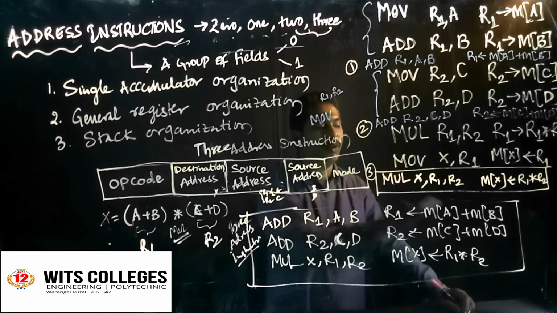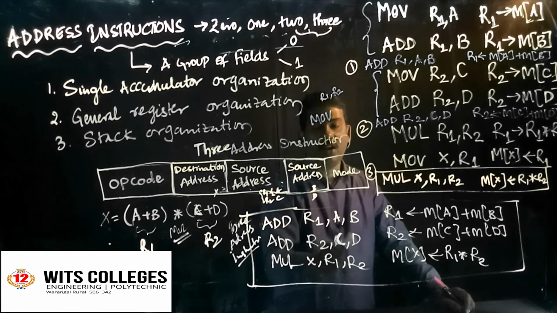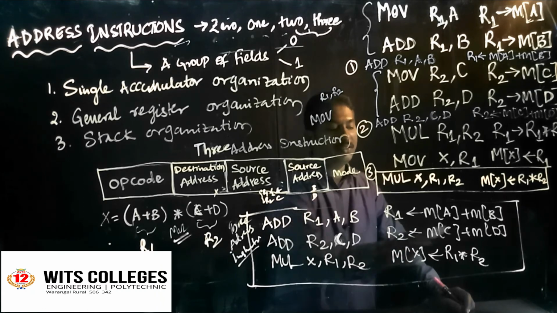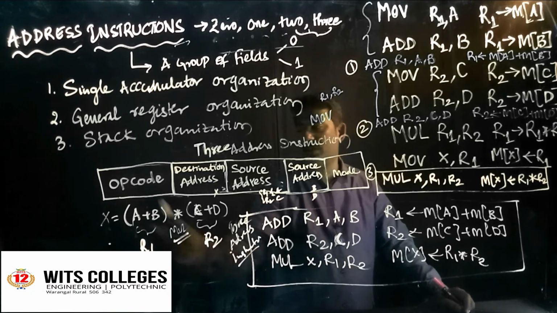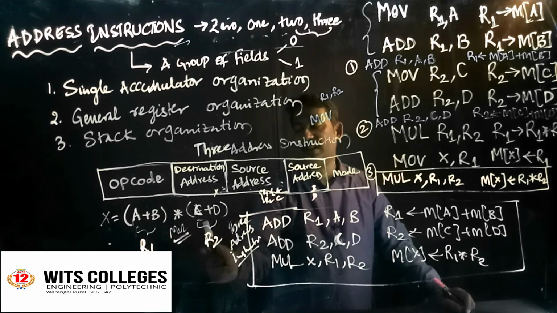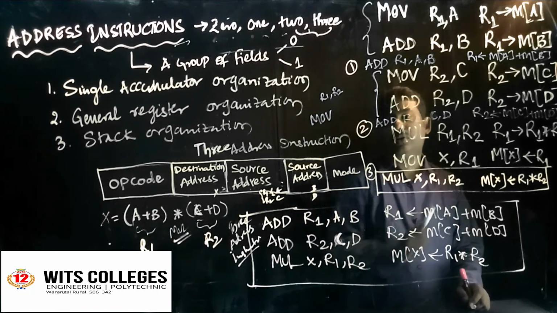Next comes the mode, plus is the mode. So next ADD R2, C, D, and the mode is plus. We are adding these two and storing it in R2. Next MUL X, R1, R2. This total is R1, this total is R2. We are using MUL to store it in X. M of X equals R1 into R2.